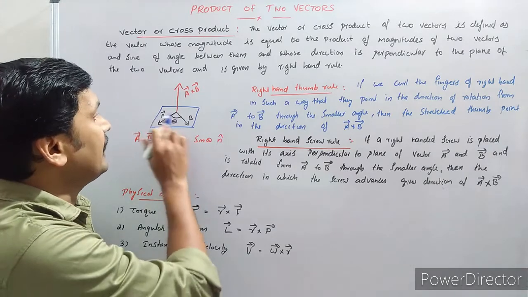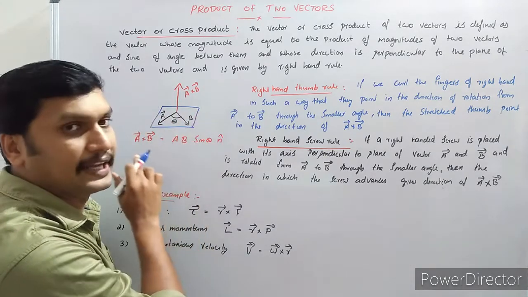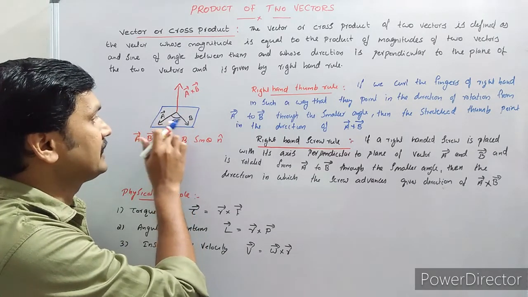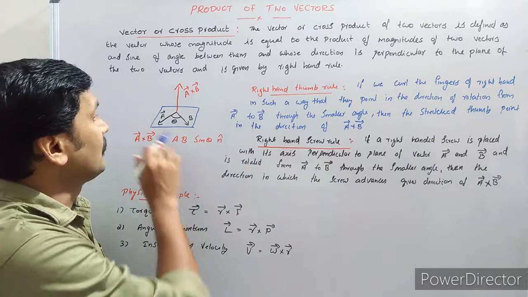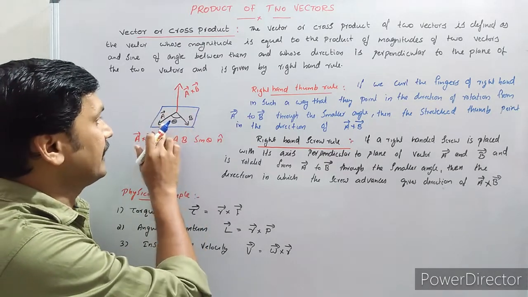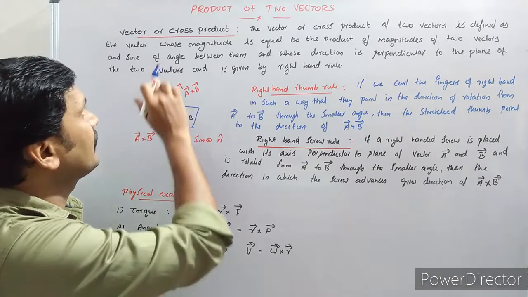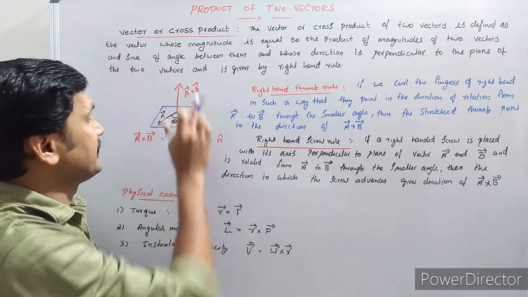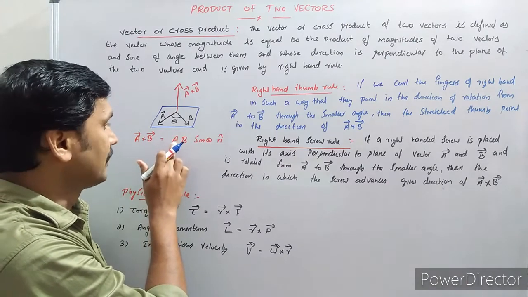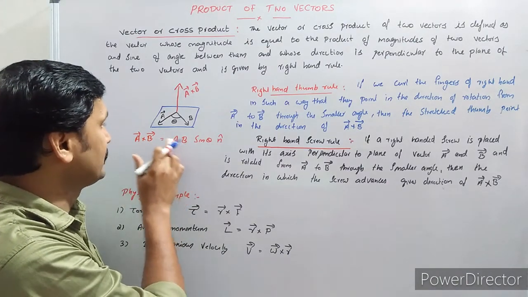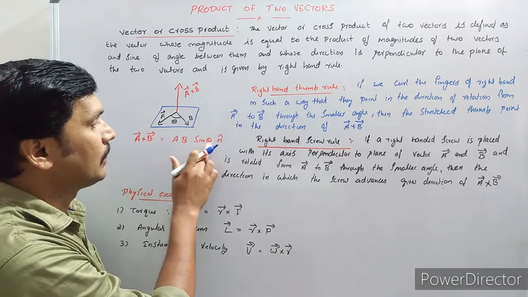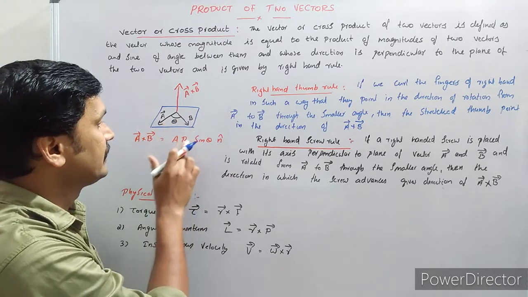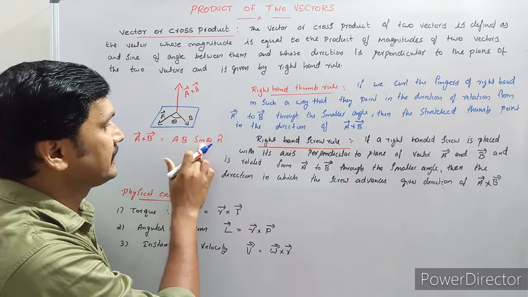That is, if A and B are two vectors in this plane, in this diagram, vector A and vector B are two vectors in the plane, and theta is the angle between them. Then the vector or cross product of A and B is equal to the product of the magnitudes of the two vectors, that is, A cross B is equal to the magnitude of vector A into magnitude of vector B into the sine of the angle between them. Theta is the angle between these two vectors A and B, that is, A into B into sine theta.